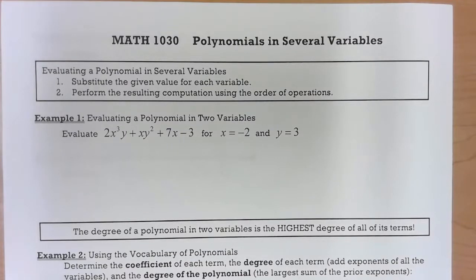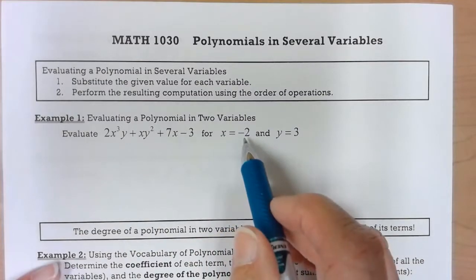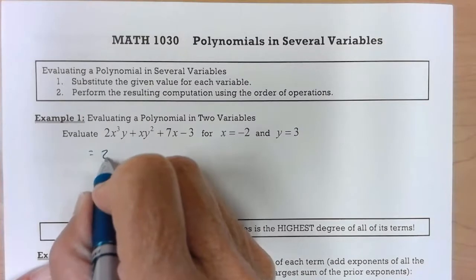Okay, now we're going to look at polynomials in several variables. We're going to be evaluating a polynomial in several variables. First thing you do is substitute the given value for each variable, then perform the resulting computation using order of operations. So I've got this expression, x needs to be -2, y needs to be 3. So let me substitute in.